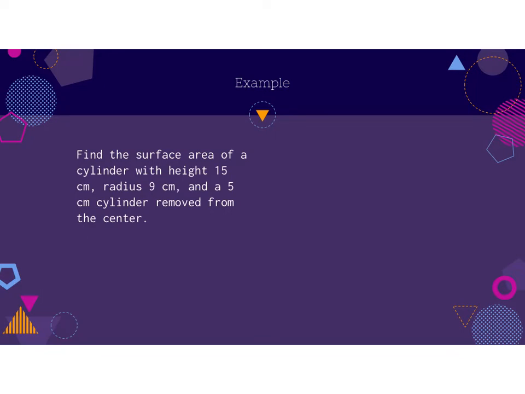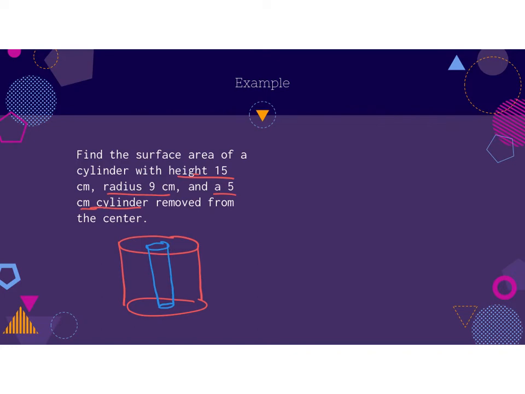All right, let's look at another example. Find the surface area of a cylinder with a height of 15, a radius of 9, and a 5 centimeter cylinder removed from the center. Always helps to draw a picture. So here we have our cylinder. And then on the inside, there is another cylinder that has been removed.